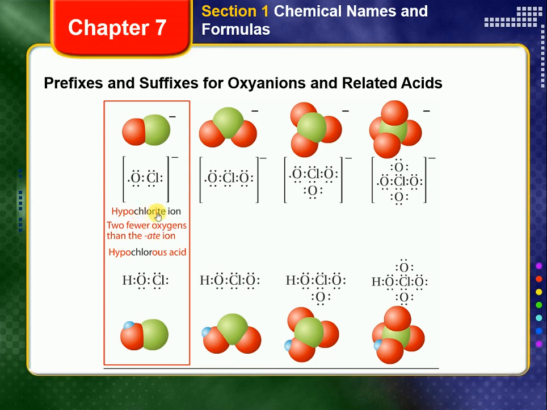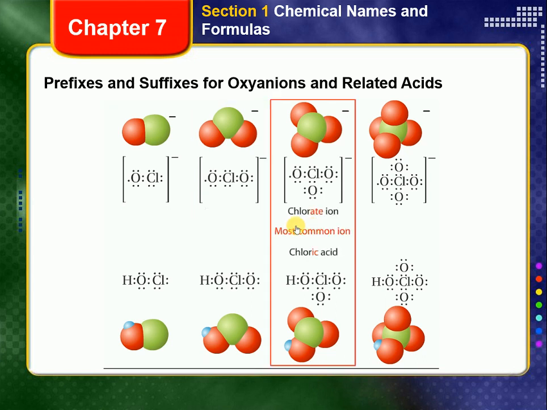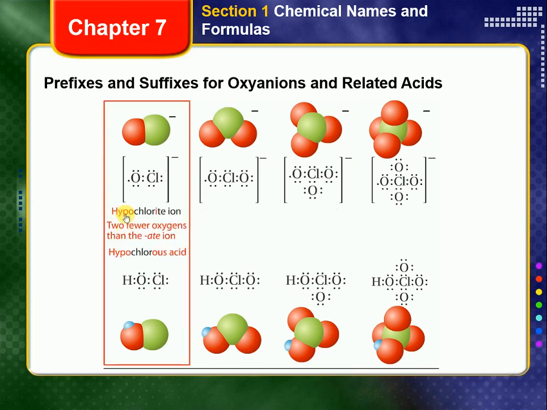Now, we can go a little bit more extreme. We can take that chlorite ion and get rid of 1 more oxygen. So there's only 1 oxygen here, ClO. Now we have 2 fewer oxygens than the ATE ion, the chlorate ion. We call this hypochlorite. Again, ITE becomes OUS acid. When we add the acidic proton, it's hypochlorous acid.